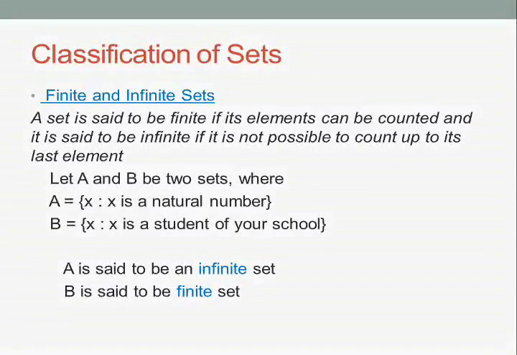Let A and B be two sets where A is the set of all x such that x is a natural number and B is the set of all x such that x is a student of your school. As it is clear that the number of elements in set A is not finite, while the number of elements in set B is finite, A is said to be an infinite set and B is said to be a finite set.